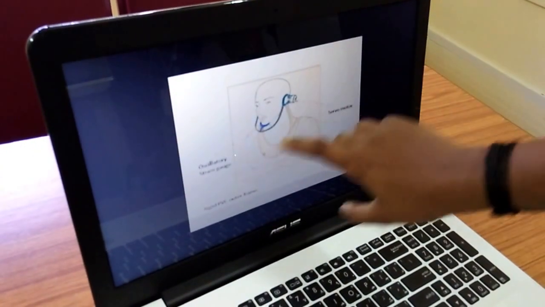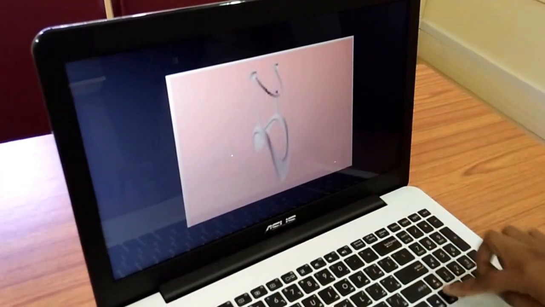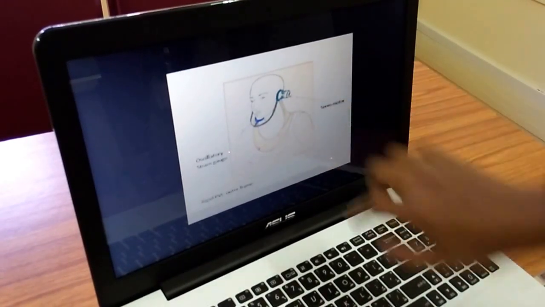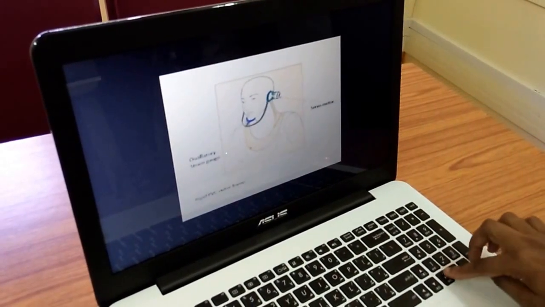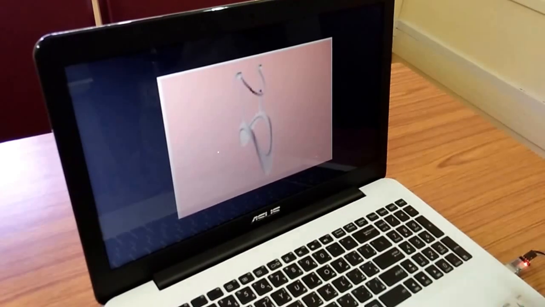This is how the final device is going to be. This is a servo motor, and we are providing assistance to the jaw with the help of a connection here. This device is under 3D printing, and this is the CAD design of the 3D-printed device.